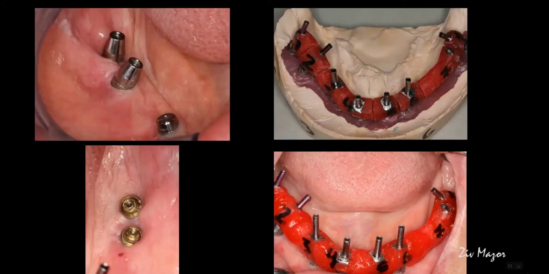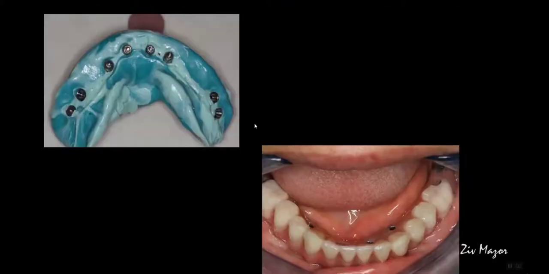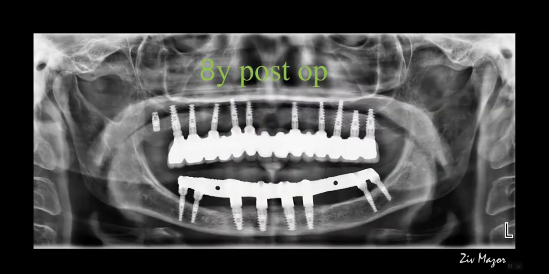Now we go to the lower jaw. We place transmucosal abutments on the implants, and we will construct a screw-retained restoration, as you can see here. That will be screwed into the implants, and of course the patient would have a fixed restoration with the ability to clean between the implants.